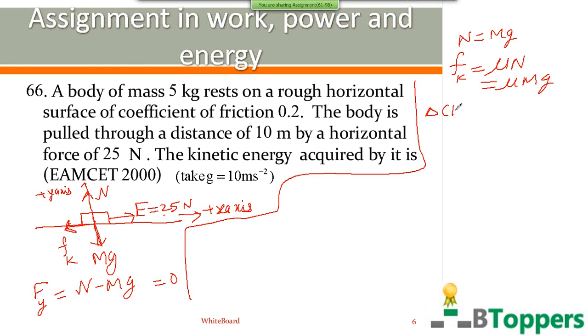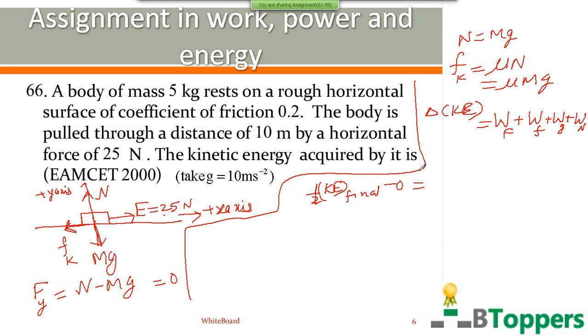According to the work energy theorem, the change in the kinetic energy of the body is equal to the total work done by all the forces. That is, work done by the constant force F applied, plus work done by the frictional force, plus work done by the gravitational force, plus work done by the normal reaction. Change in the kinetic energy is equal to final kinetic energy minus initial kinetic energy. Final kinetic energy is what you have to find. The initial kinetic energy is 0 because the body is initially at rest.